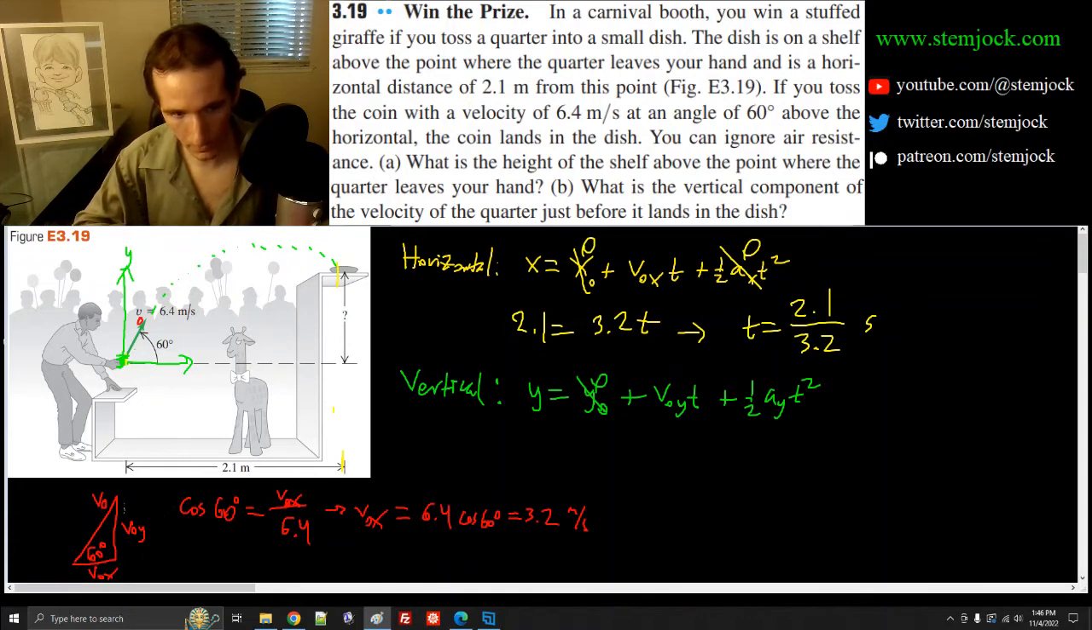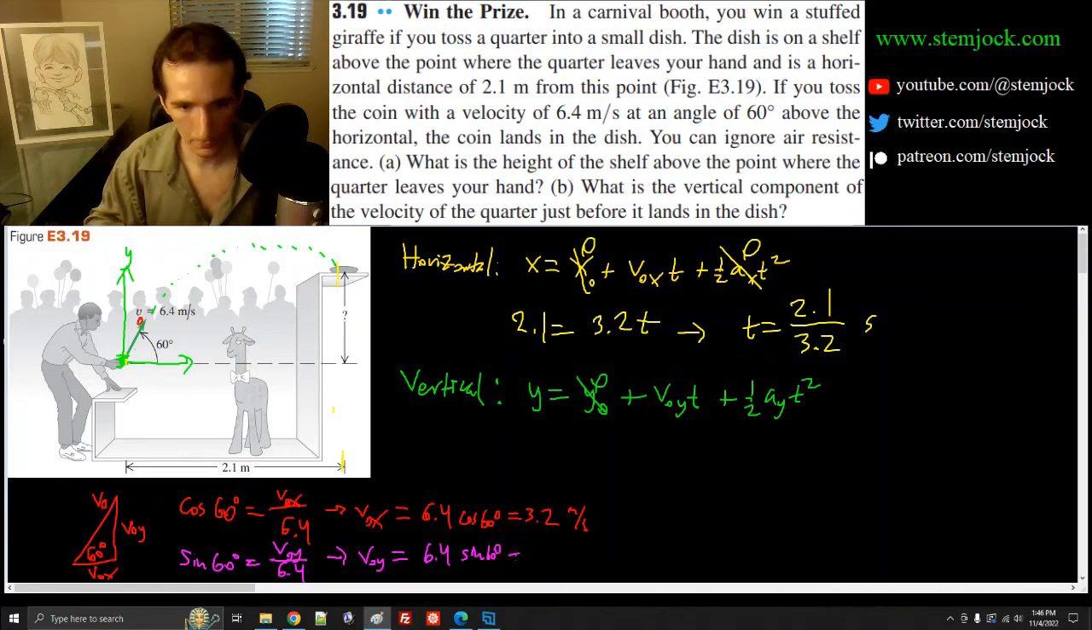V0y, I'm going to use my triangle here. To express V0y in terms of the angle and the hypotenuse, I'm going to use the sine of 60. Sine of 60 equals the ratio of the opposite side, V0y, over the hypotenuse, which is 6.4. And I can solve that for V0y to get 6.4 sine 60. And if you remember, sine 60 is square root 3 over 2, so that is 3.2 times square root 3 meters per second.